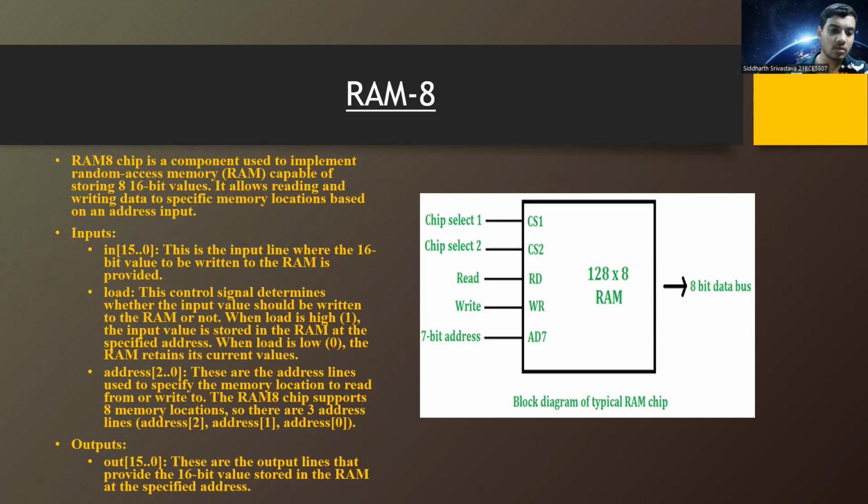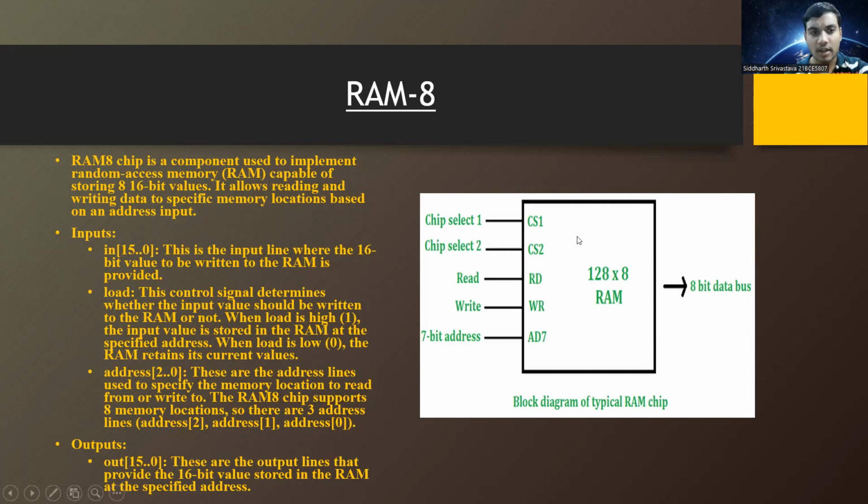And there is also an address signal. These are the address lines used to specify the memory location to read from or write to. The RAM 8 chip supports 8 memory locations, so there are 3 address lines: address 2, address 1, and address 0. And output lines we have from 0 to 15. So these are the output lines that provide the 16-bit value stored in the RAM at the specified address.